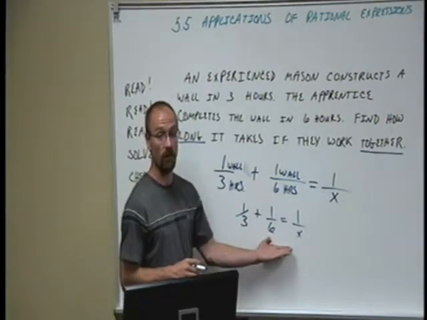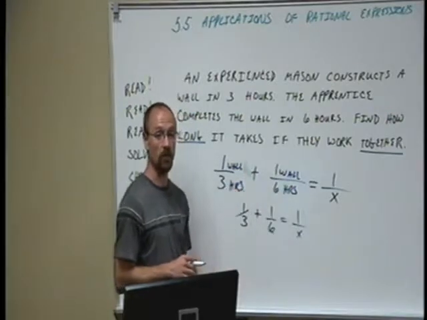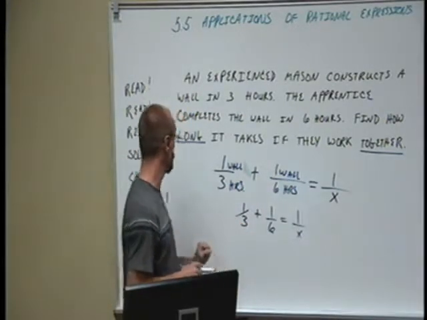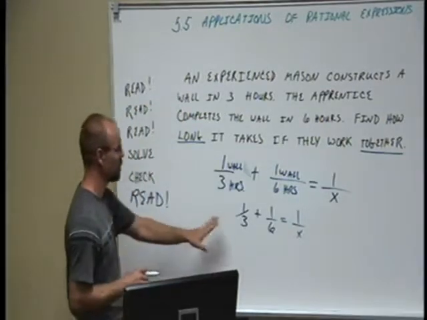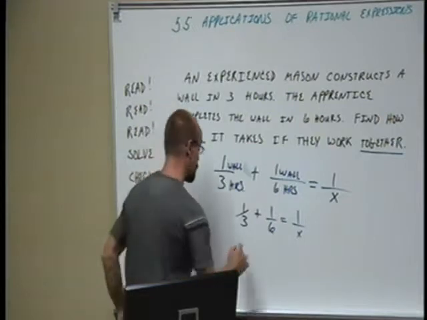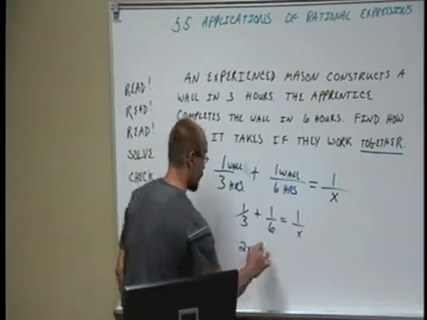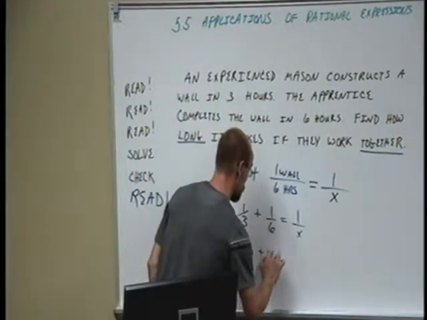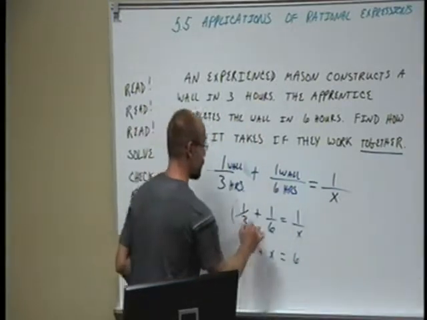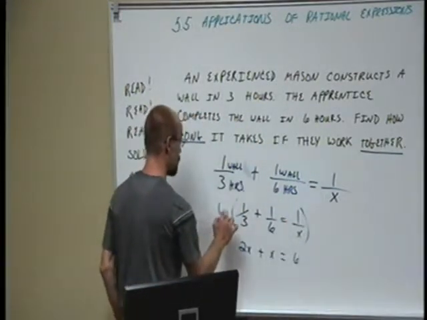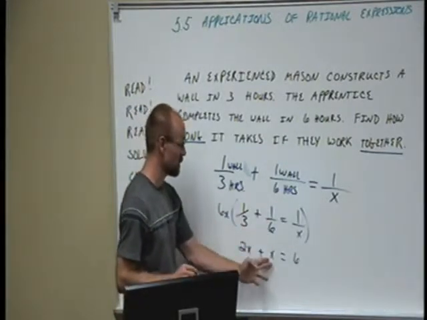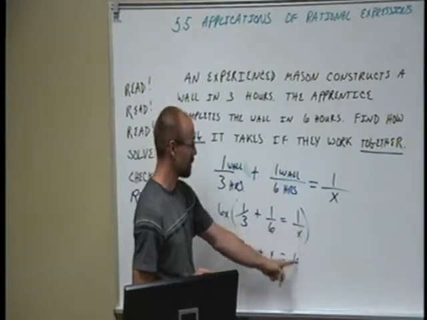We can solve this using the methods we talked about in the previous videos. I can determine the LCD, so we're at this step right here. We're going to solve. My LCD is 6x. I'm going to multiply all the terms by 6x, so I get 2x plus x equals 6. That's what I get when I multiply by my LCD of 6x: 6x over 3 is 2x, 6x over 6 is x, 6x over x is 6.